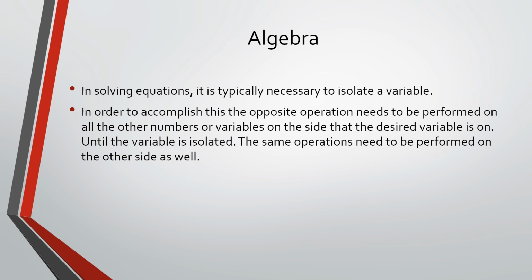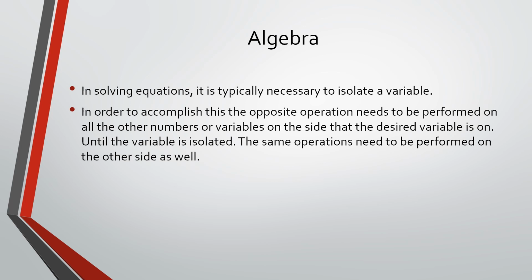In order to accomplish this, the opposite operation needs to be performed on all the other numbers or variables on the side that the desired variable is on, until the variable is isolated. The same operations need to be performed on the other side as well. So if we add 3 to one side, we need to add 3 to the other side of the equation, because then we're not changing the relationship between the two. When there is an equals, it means that both sides are the same amount.